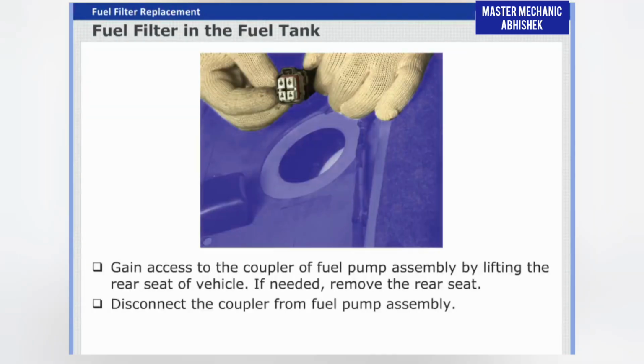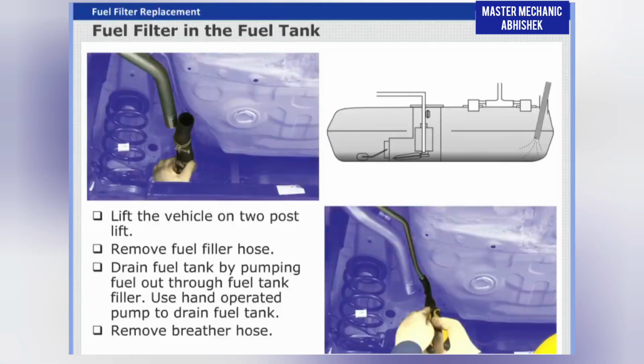Fuel filter in the fuel tank. Gain access to the coupler of fuel pump assembly by lifting the rear seat of vehicle. If needed, remove the rear seat. Disconnect the coupler from fuel pump assembly. Lift the vehicle on 2-post lift.